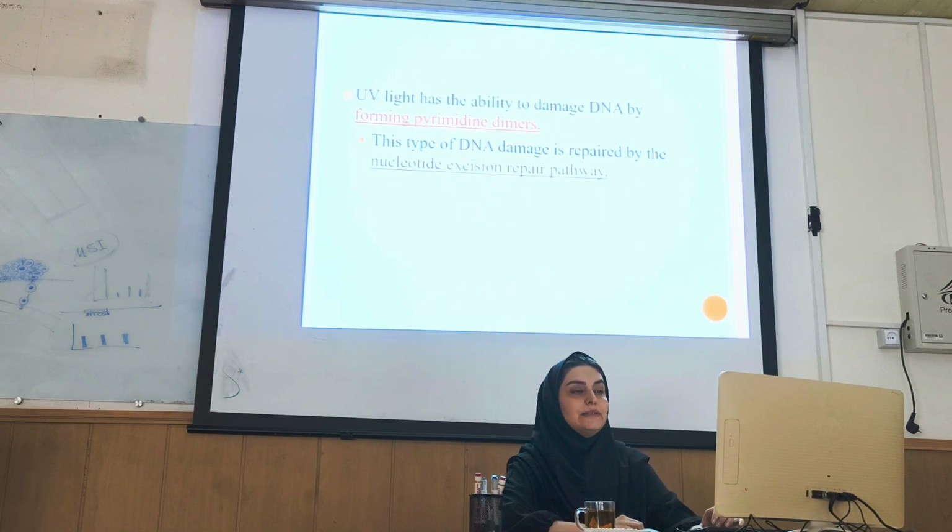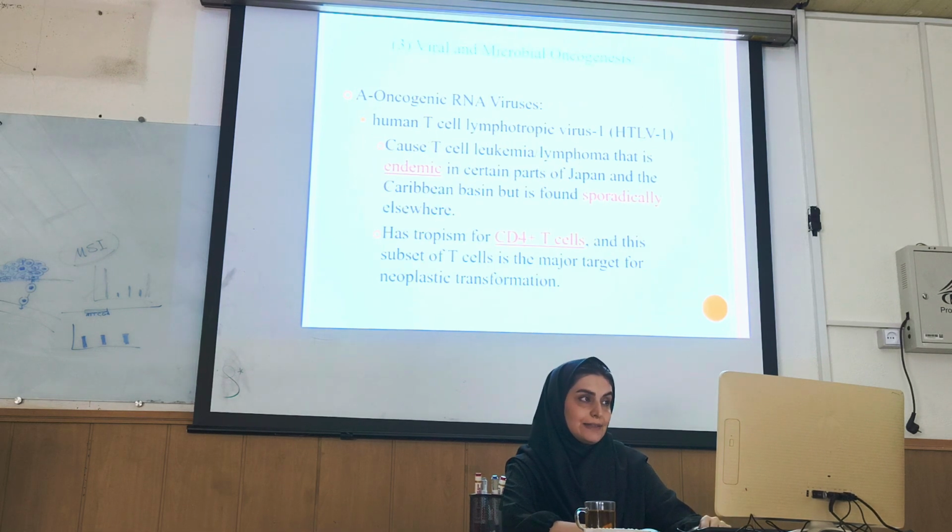UV light has the ability to damage DNA by forming pyrimidine dimers, and this type of DNA damage, as we said before, is repaired by the nucleotide excision repair pathway.